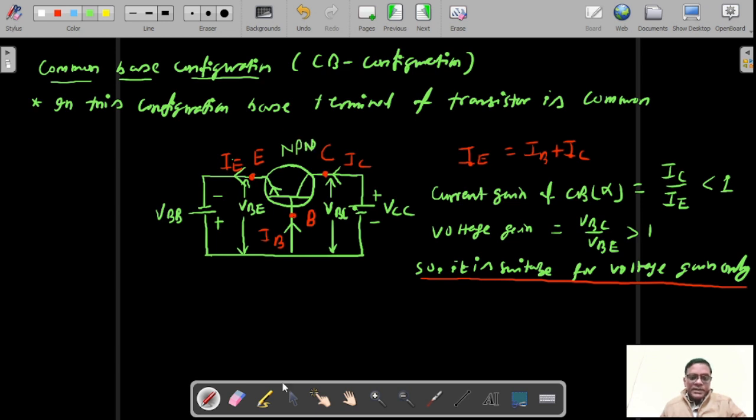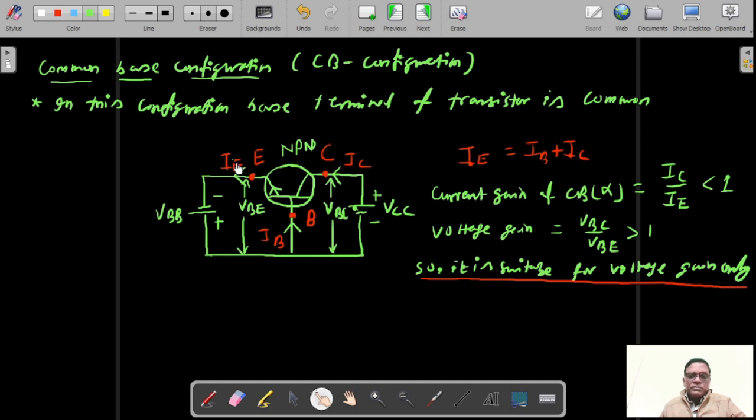So as we see, if we consider this as the direction of emitter current, first of all we have to mark the direction of emitter current. If I assume this is the emitter current direction, the same direction I have marked for the emitter current.